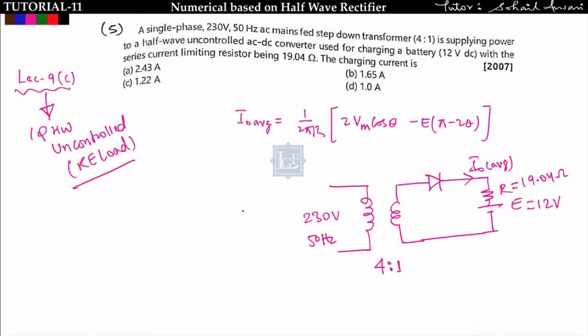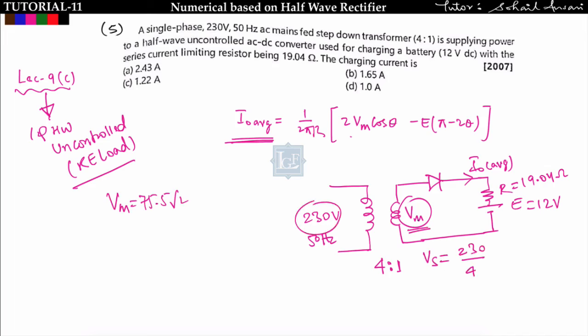In that lecture I have derived the charging current equation: I naught average is equal to 1 upon 2 pi R into [2 Vm cos theta minus E into (pi minus 2 theta)]. Go through that lecture, you will understand how I get I naught average like this. So put the value of R, put the value of Vm. Here Vm is the secondary maximum voltage, so I can easily find it. The secondary voltage Vs will come out to be 230 by 4, since the ratio of the transformer is 4:1, so the secondary RMS voltage is 230 by 4, that is 57.5 volt.